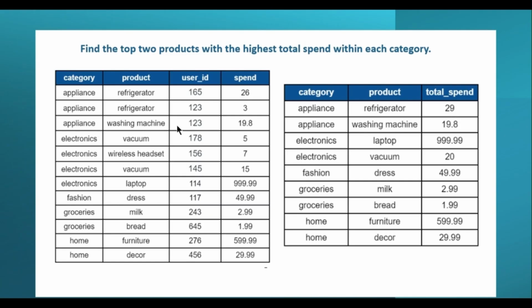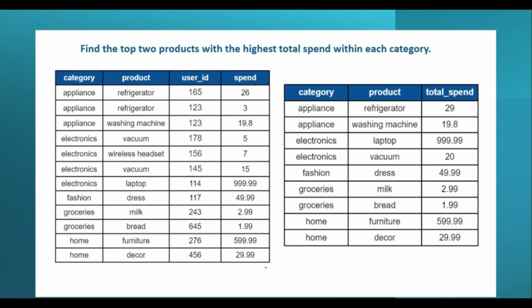And for the second product, washing machine, it is 19.8. Now, since we have been asked to find the top 2 products with the highest total spend within each category, these two are the top 2 products here. But if we see the electronics category, we can see that there are 3 distinct products. The first one is the vacuum, the second one is the wireless headset, and the third one is the laptop.